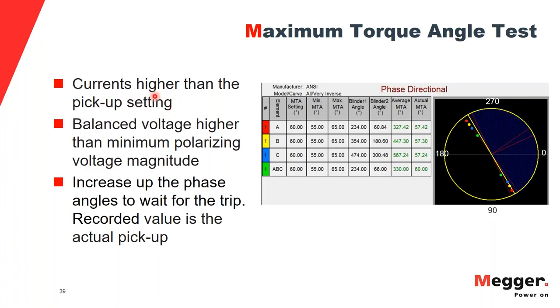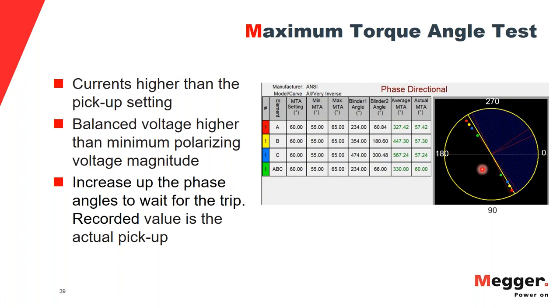So this test is doing nothing but changing the phase angles to see at what point it trips and at what point it's blocking the relay. You can see here in the characteristic, this yellow line in this example is the zero torque line, and this blue shaded region is the operate region.